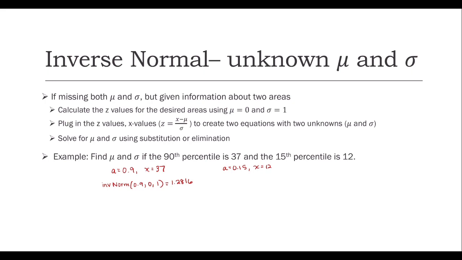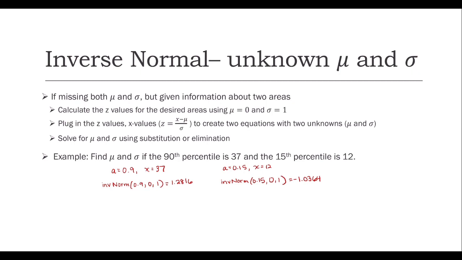And for our other one, we'll also find our z-score. So we'll use inverse norm. The area is 0.15. The mean is 0 and standard deviation is 1. So that gives us a z-score of negative 1.0364. So the reason this one is negative is because it's below the mean. So now we'll plug these values into the equations.